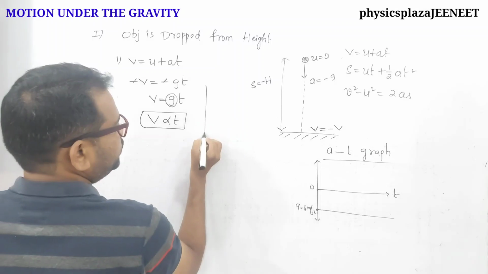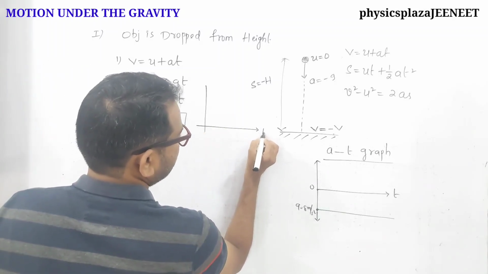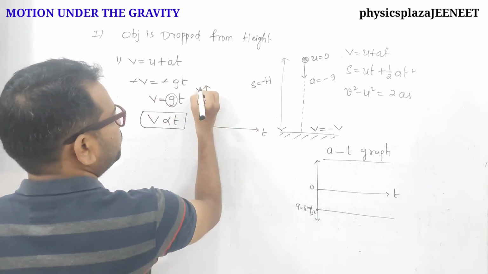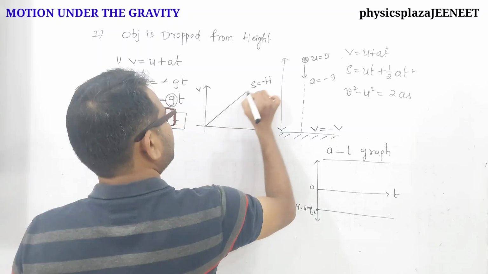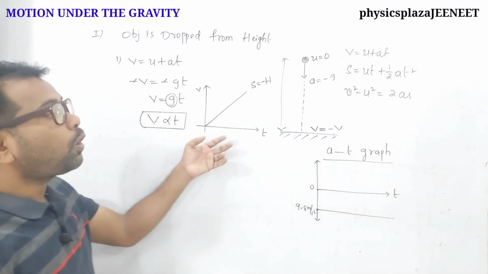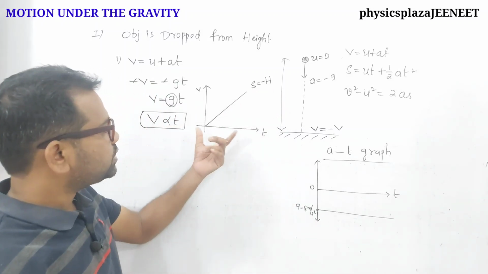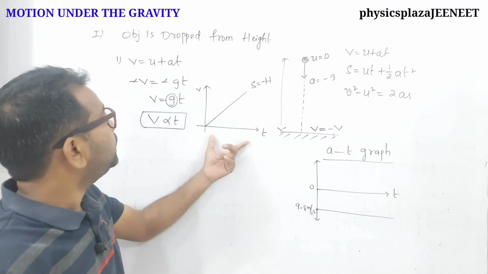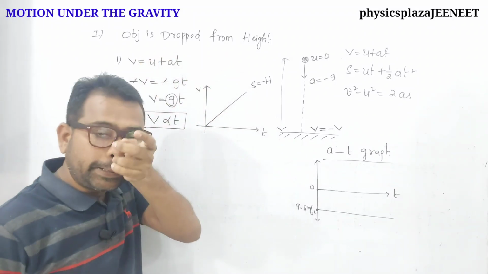That's what you can see in a velocity-time graph, children. This is a velocity-time graph. Yes, you will get a straight line passing through the origin. So this is how the actual velocity-time graph looks for an object dropped from a certain height.